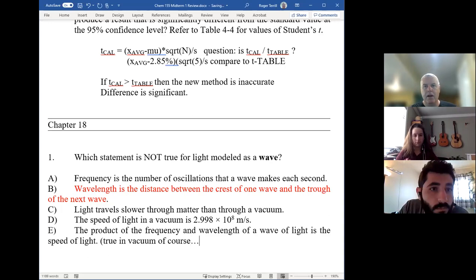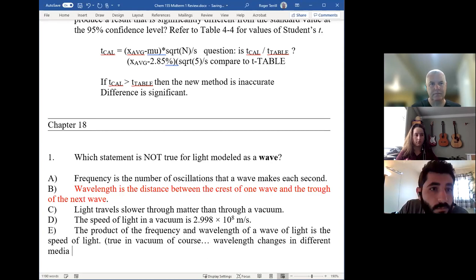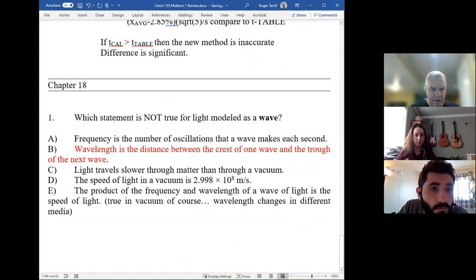But you know how light bends when it goes into a medium? What changes, the frequency or the wavelength? Okay, so the answer here is B.